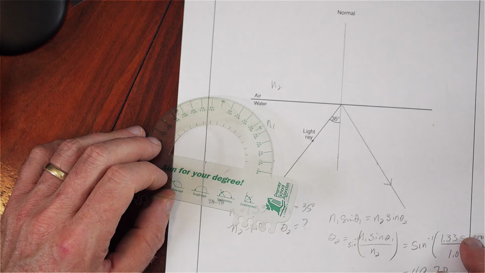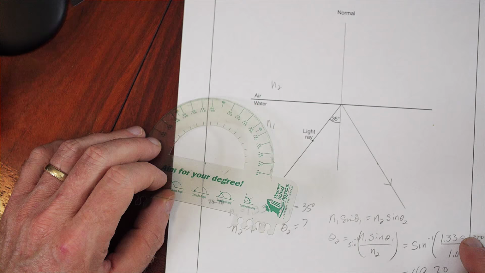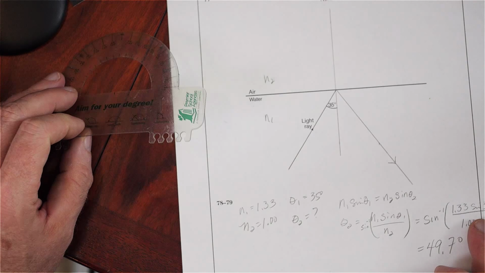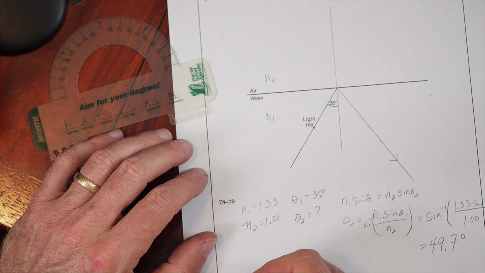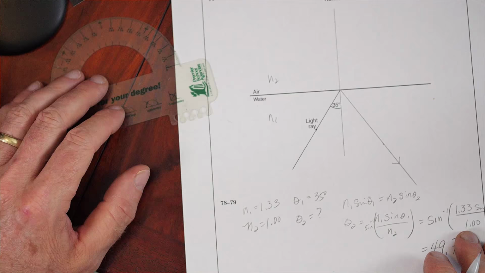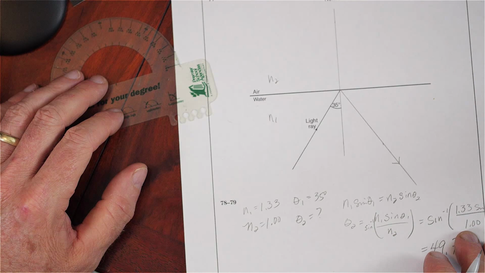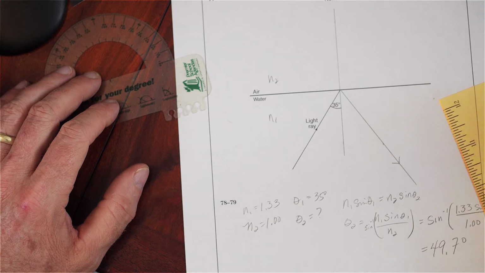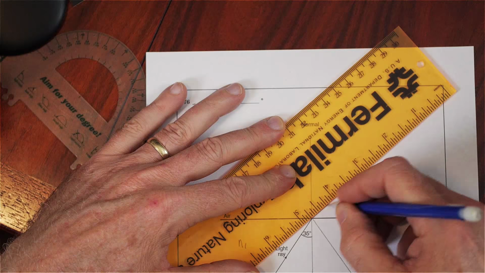Calculate the angle of refraction as it enters the air. Identify at least one characteristic of the light ray that is the same in both the water and the air. The frequency is the same in the water and the air. That's the only thing that is the same, I think. The wavelength is going to change, the speed's going to change. I'm actually going to draw that, 49.7, like that. Something like that. Bends away from the normal because it speeds up.